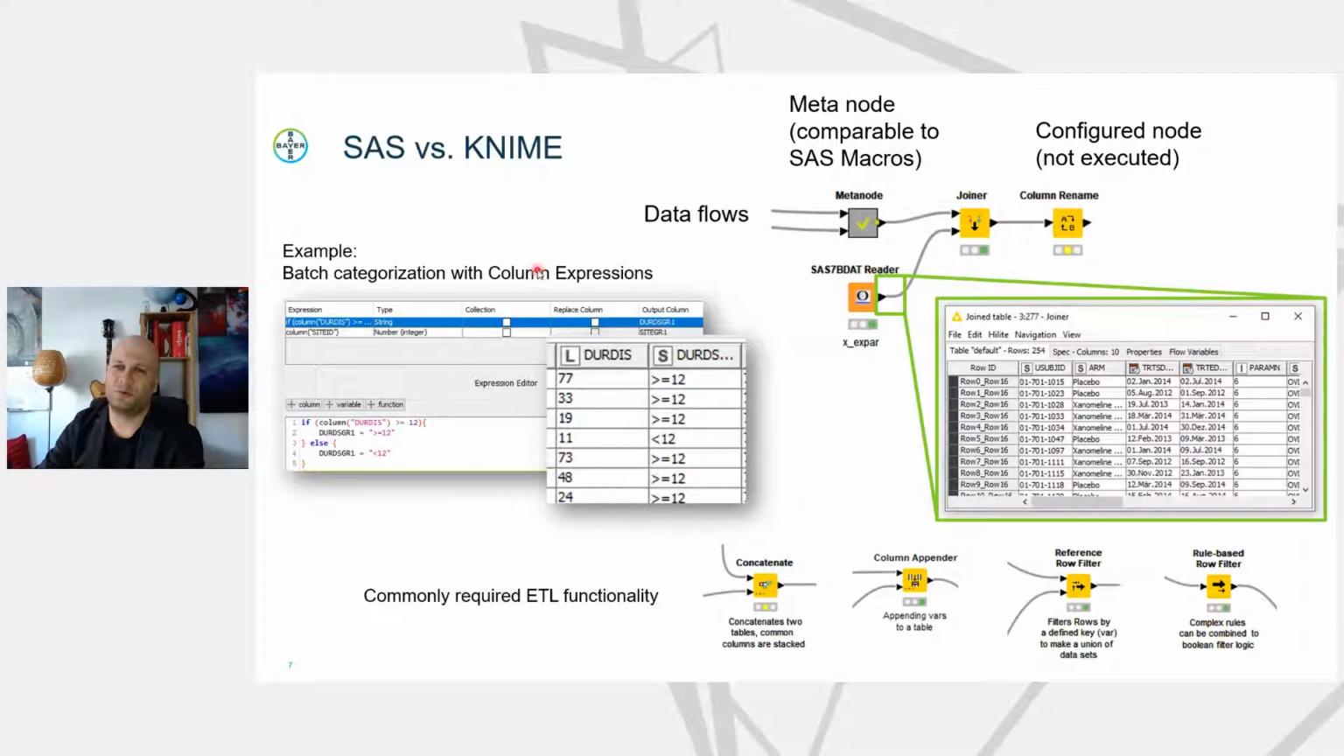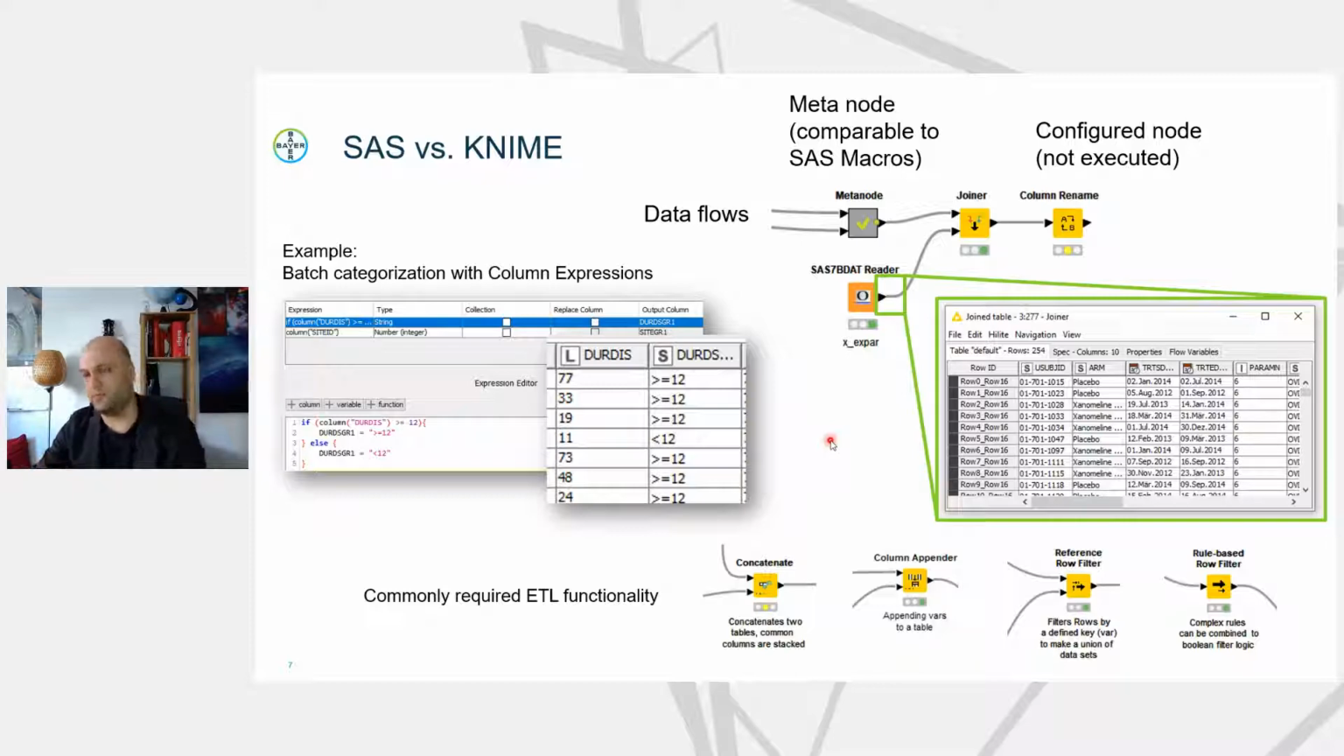And to show you that it's actually very simple ETL that we are discussing here, we have this little example where we just use the Column Expressions node to do some data grouping. We have a numeric value, and we need to group that into certain buckets. Again, that is what CDISC standards look like. The requirement is to have this variable in this derivation step. And for other commonly required ETL functionality, you probably all use these nodes: Concatenate, Column Appender, Rule-based Row Filter. So no rocket science here.